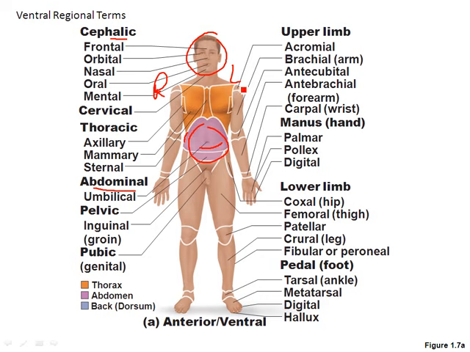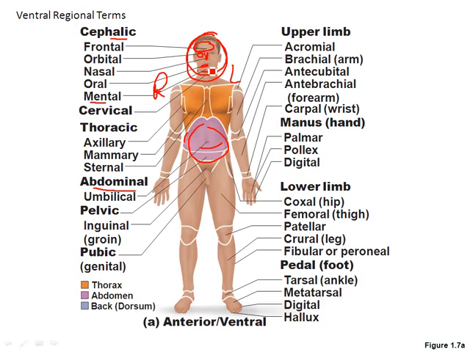So when we talk about the region, so the big region on this model, this would be part of the axial skeleton, the head, which is then called the cephalic region when you're talking about the whole head. The forehead is the frontal region. The orbital region is around the eye. The nasal region is the nose. The oral region is the mouth. And the mental region is actually the chin.